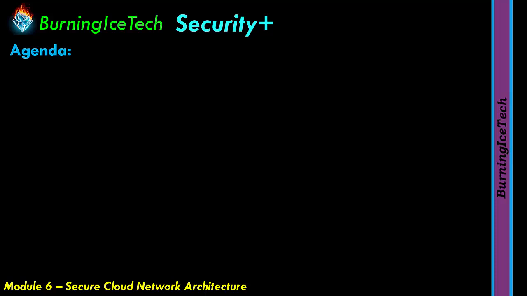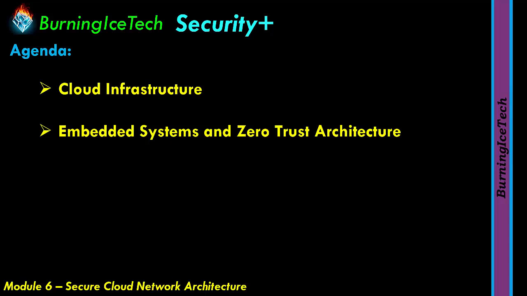Now, as for today's two main sections, the first one is cloud infrastructure. So we're going to talk a bit about cloud infrastructure there. You know, what is cloud, the different kinds of cloud you get, security related to that, of course. The second main section we'll be talking about today is embedded systems and zero trust architecture.